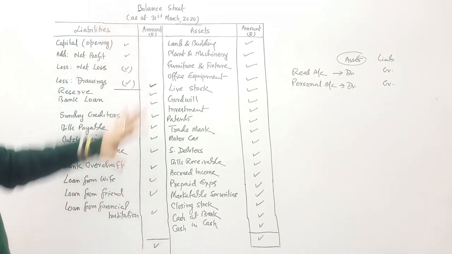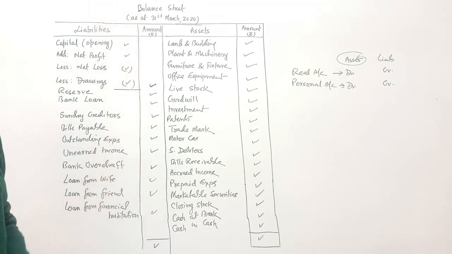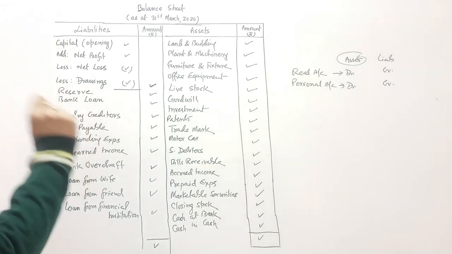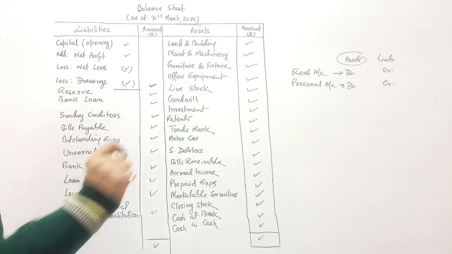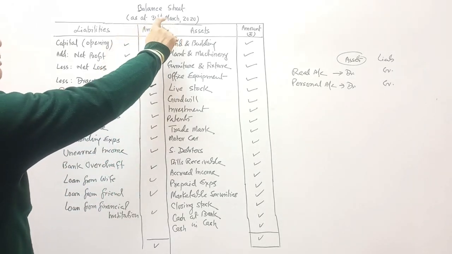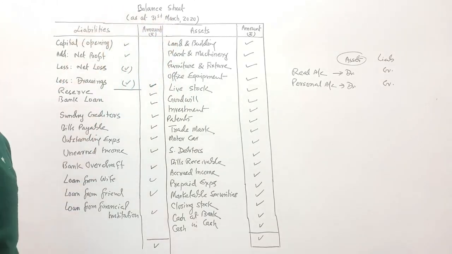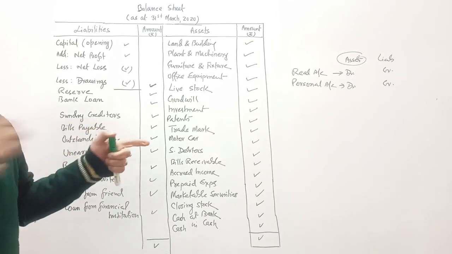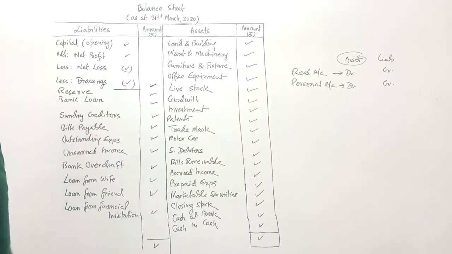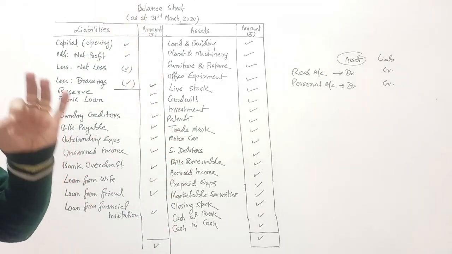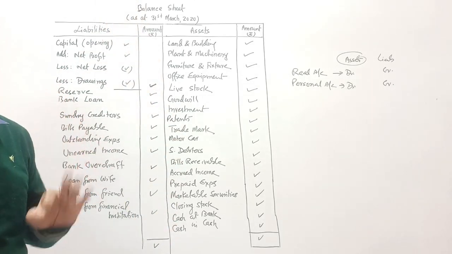So in balance sheet, what we reflect? Real account and personal account balance is reflected in the balance sheet. Balance sheet is prepared at a particular date, as at 31st March. Means we are indicating the information on this date, 31st March. This is not for the year. It is on a specific particular date. Okay, and through the balance sheet we know the position of the company. It's a positional statement.